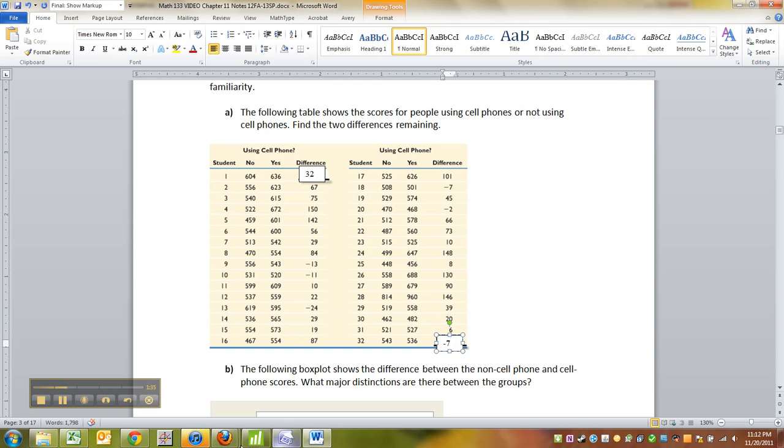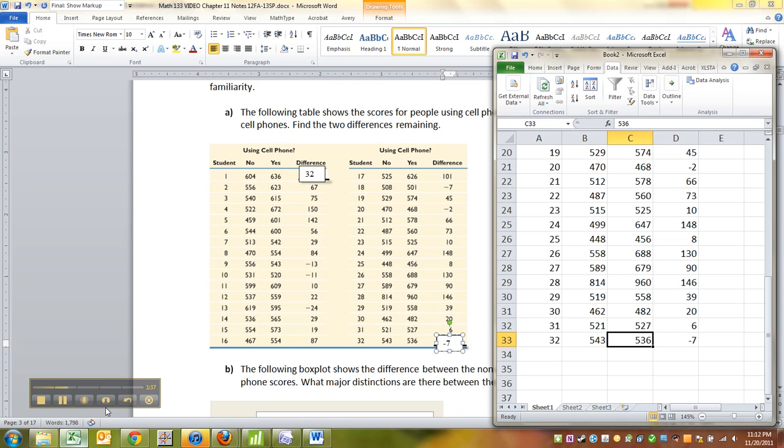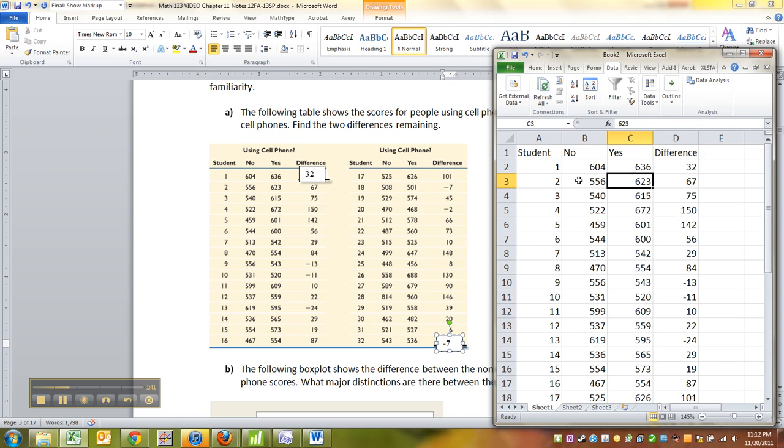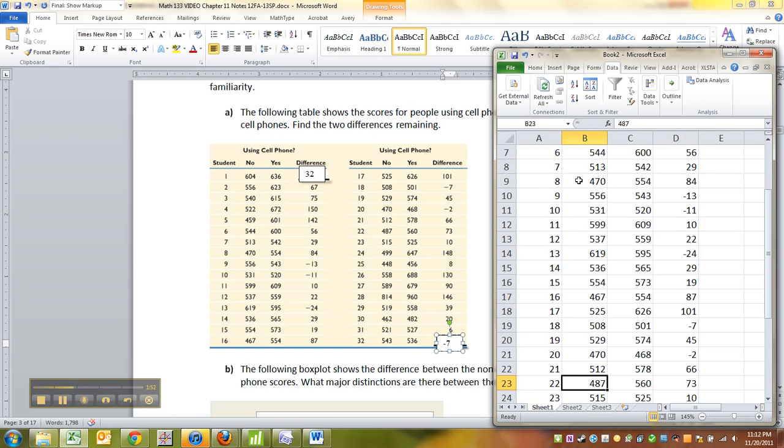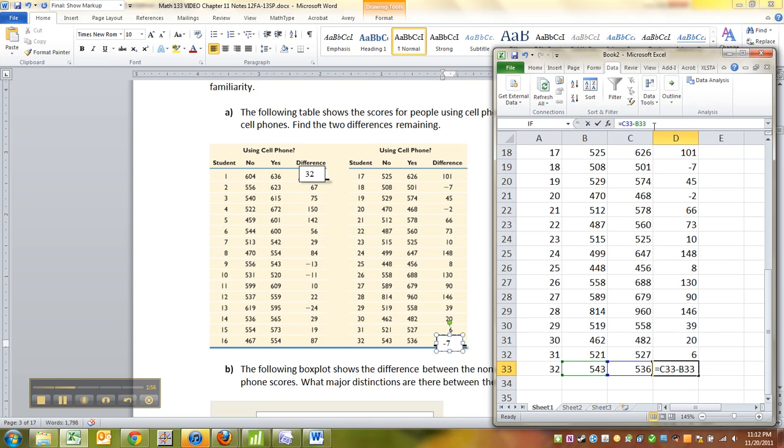Okay. And the reason I know it has to work that way is because of the other problems. So, for example, student number 1 was right here. Student number 2 had 556 and then 623, so that's a difference of 67. Since it was positive, it must mean that we're taking the yes with the cell phone minus the no without the cell phone. That's our difference. Okay, and the last one, as you can see here, is -7. I just made Excel find all the differences. I typed in all the values.